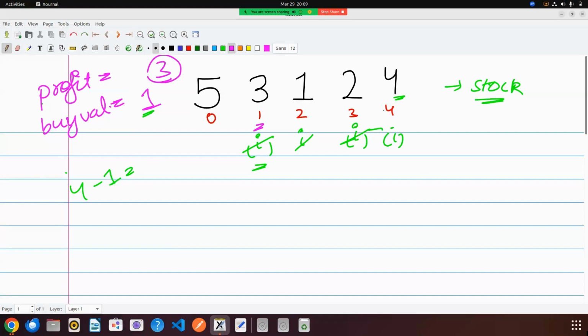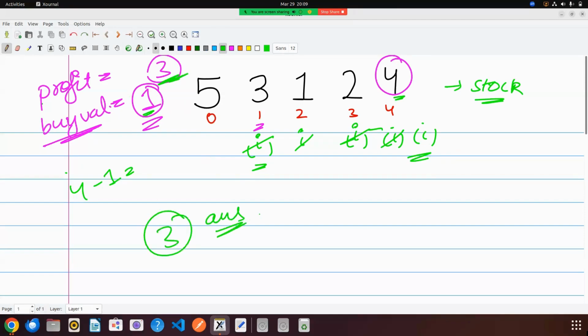and let's try to update this buy value. Is it better to buy it for 1 or is it better to buy it for 4? Of course, it's better to buy it for 1. Okay, now let's move forward. If I move forward, now I am out of bounds. It means my array is finished. So the profit which we have achieved, the maximum profit we can achieve is what? This 3, right? So this 3 is our answer.